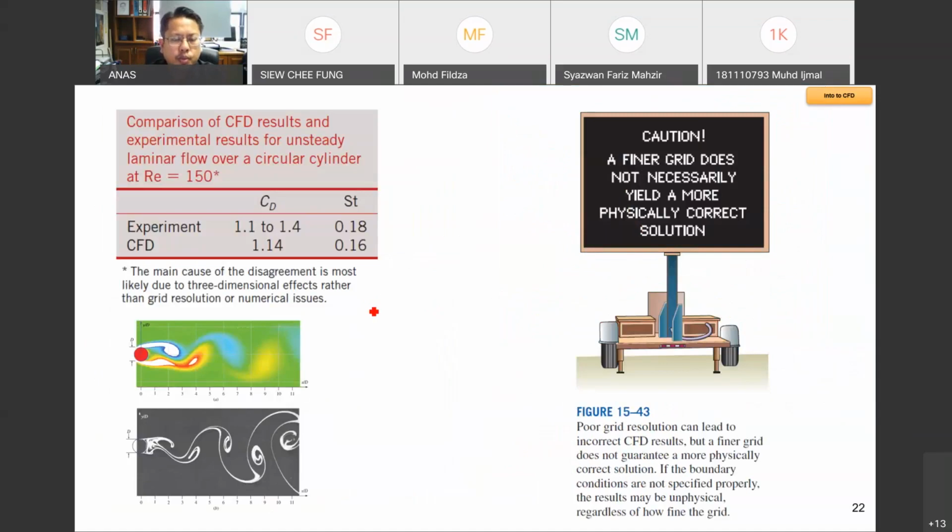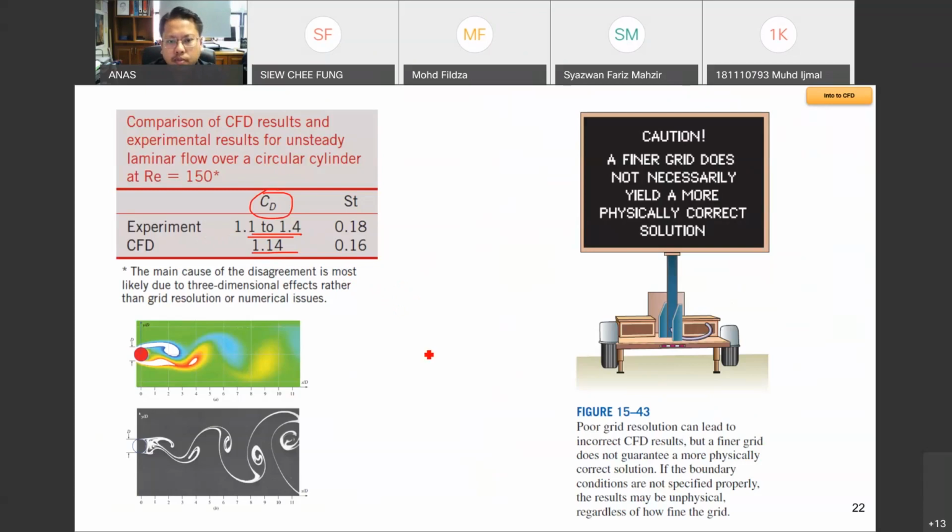Okay. So we discussed before, basically, if you have CFD output, you have to validate your output with experimental value. So this is an example of a good validation. For example, let's look at the CD, drag value or coefficient of drag here. The CFD value and also the experimental value are quite close to one another. So this basically indicates that our CFD output is reliable.